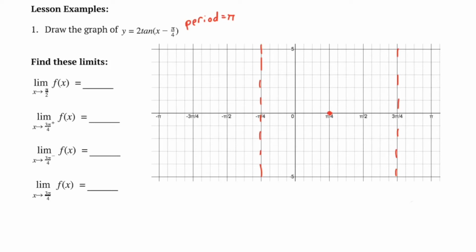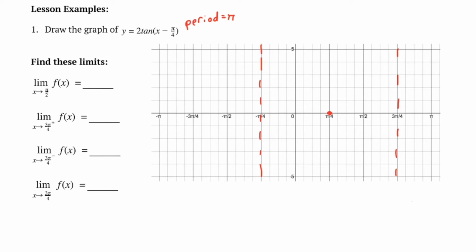And just to double check, if you took 3 pi over 4, this distance, and added 1 pi over 4, that would get you 4 pi over 4, that's 1 full pi, so the period is pi, just like we want it to be. And this graph has also been vertically stretched by 2, which just means it's going to grow up faster towards each vertical asymptote.